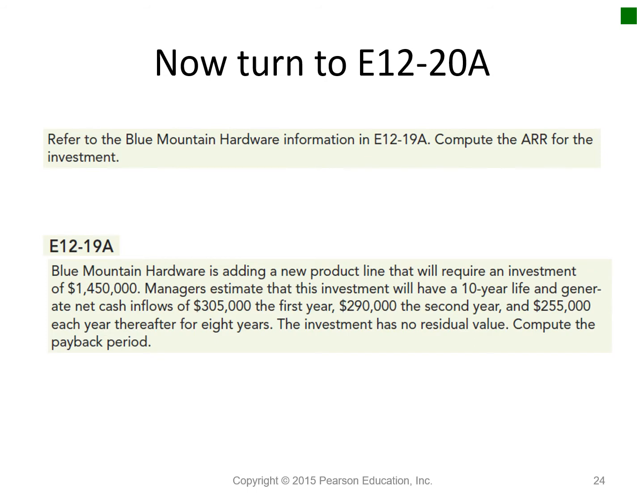So again, this is the same data from 19A. This is 20A, and again, you've got the investment cost, which is $1,450,000. It tells you that it's a 10-year life. They give you again the cash flows, and then of course this says that the investment has no residual value. And again, we're going to be doing the accounting rate of return instead of payback period. So the next slide will show you a couple different ways to calculate it. I'll show you just by looking at the cash flow average, and also we'll look at the operating income formula as well.